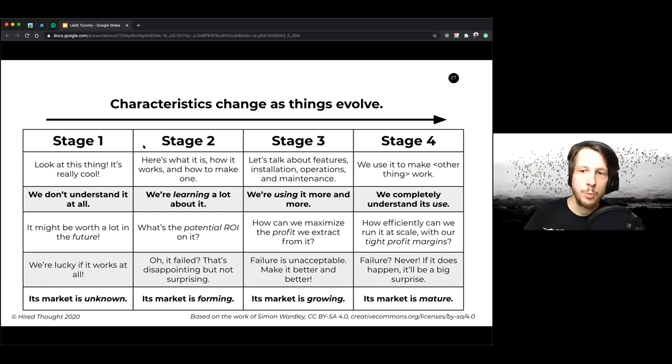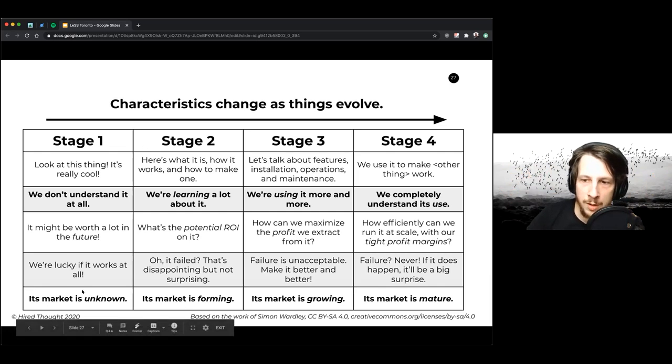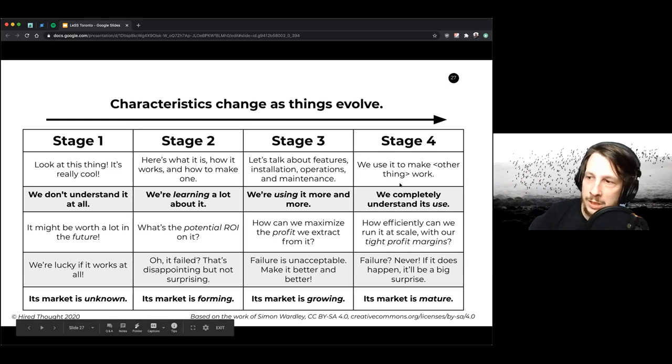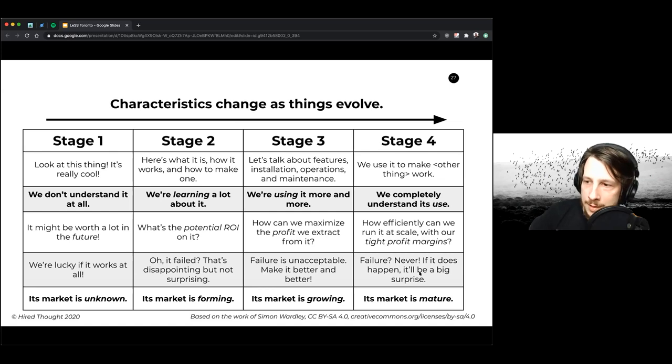So for example, things in stage 1 have this kind of, look at this cool thing vibe, right? We don't understand them at all. The market for them is completely unknown. And in fact, we're lucky if they work once and don't explode in a puff of smoke, right? Whereas in stage 4, it's completely the opposite. The market's mature. We completely understand how the thing works and how to use it. And furthermore, failure never happens. It's very rare. And of course, there are stage 2 and 3 to sort of split the difference.